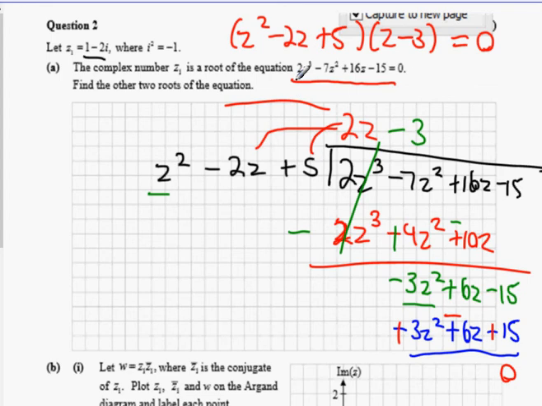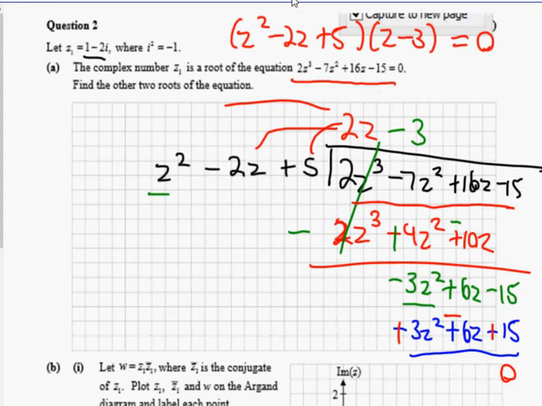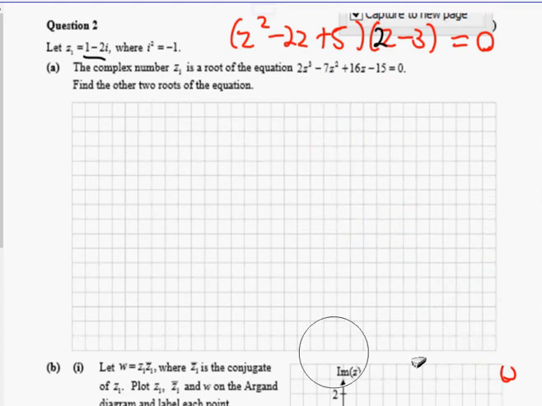Would everybody agree that the cubic, this number here, is the same thing as multiplying this one here by this one here? That's the whole point of division. If you take it back to really basics, it's like 2z minus 3 up the top. Yeah. 2z minus 3.